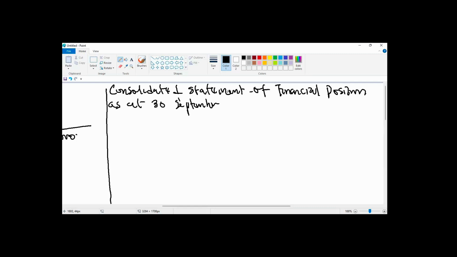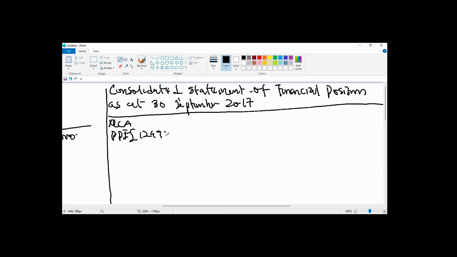Good. We have more non-current assets. We have PPE, 1,299,200 plus 403,200. Then I'll write my goodwill. After the goodwill, I leave two line spaces. I go to the current assets.